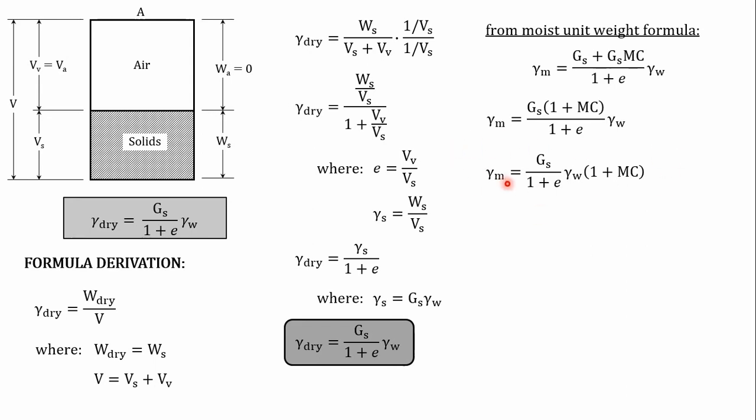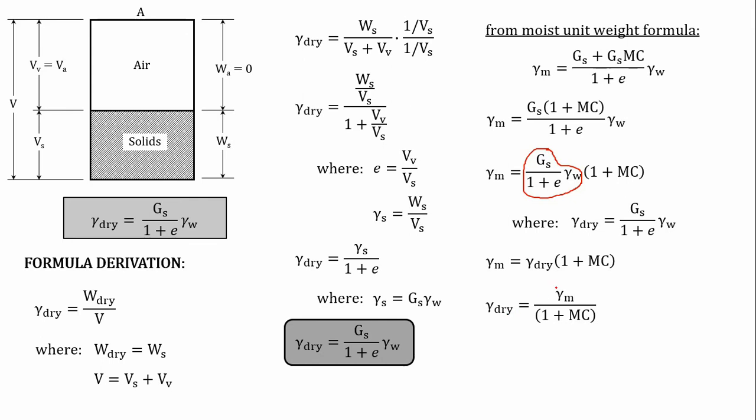Ni-arrange ko lang. Okay? And this formula, and this term, ano to? Okay, so that represents the dry unit weight of soil. So, yung formula natin is ganito. Moist unit weight is equal to dry unit weight times moisture content. Okay, simplify natin, which is dry unit weight is equal to moist unit weight divided by MC.